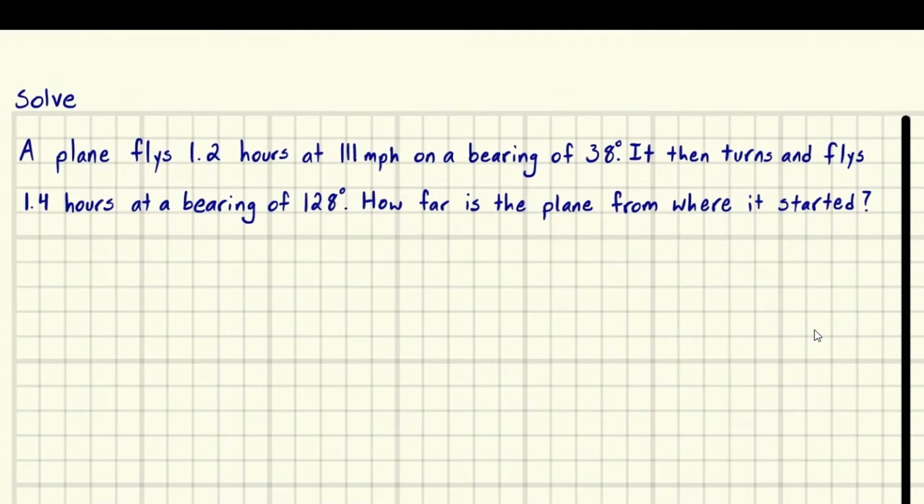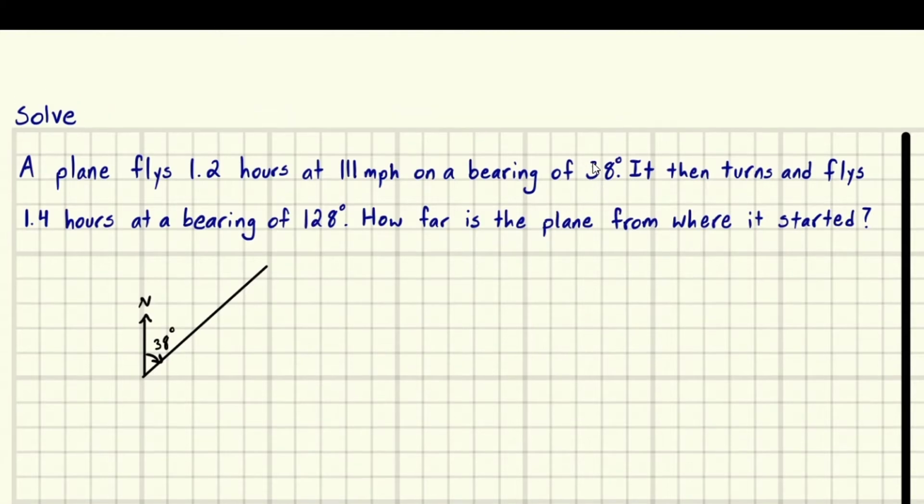So I'm going to go ahead and do what I just did. I'm going to draw a line, and we're just going to call it north. And we're told right at the beginning that we had a bearing of 38 degrees. So I'm going to come over 38 degrees-ish and draw a line. So we went some distance from here, and when we got to this point, we turned.